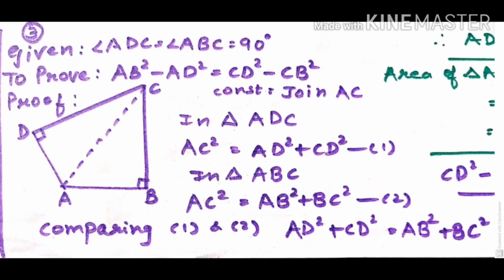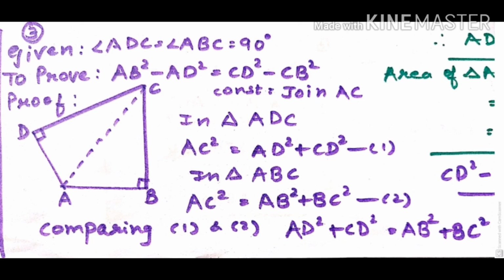Question number 3. The figure is given. We want to prove that AB square minus AD square is equal to CD square minus CB square. So here the given part is angle ADC is equal to angle ABC is equal to 90 degrees, which I have written from the figure. The to-prove part, after the word prove, is AB square minus AD square is equal to CD square minus CB square.